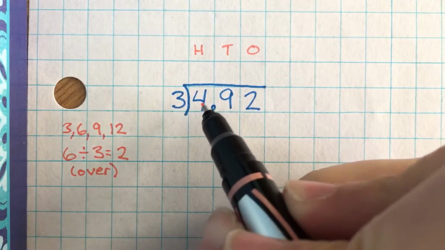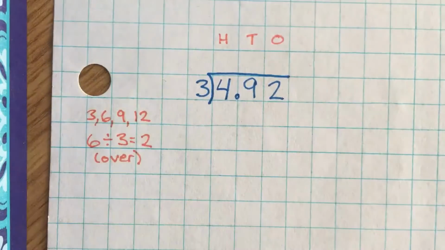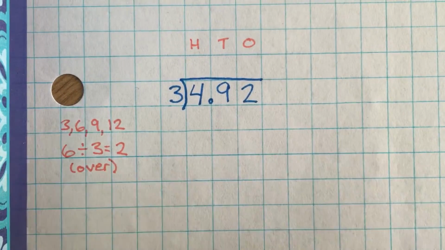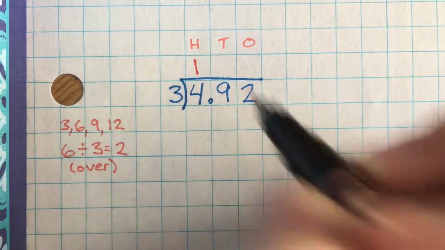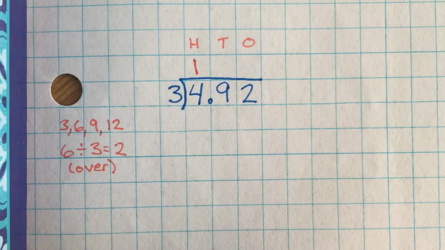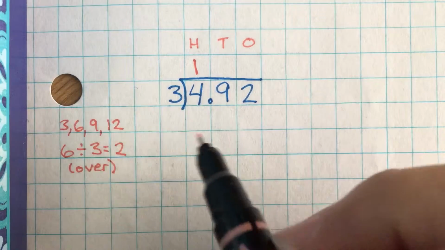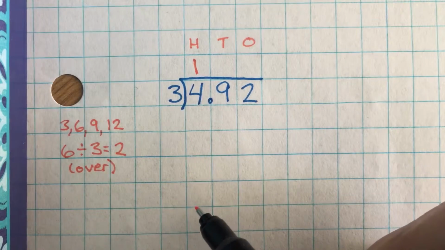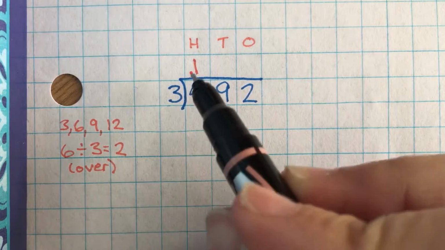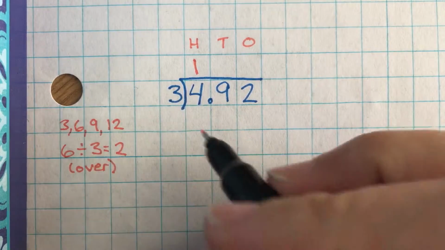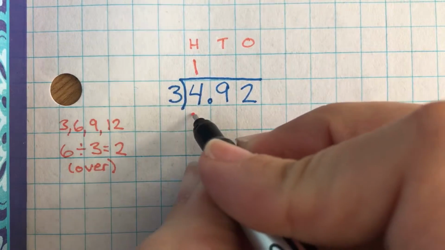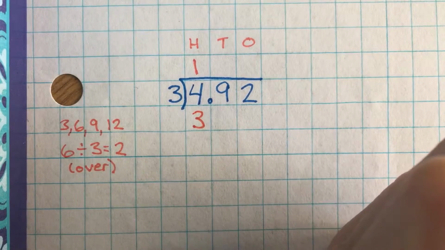So first I want to ask myself, how many in each group? So if I have 4 of something and I want to make 3 groups, I only have enough for 1 in each group. So that's my how many in each group. Next, I need to figure out how many of those I used up. So I had 4 big chunks of gummy bears, and I've used up 3 of them. Because if I put 1 in each group and there's 3 groups, I can multiply and I get 3. So I've used up 3 of those.